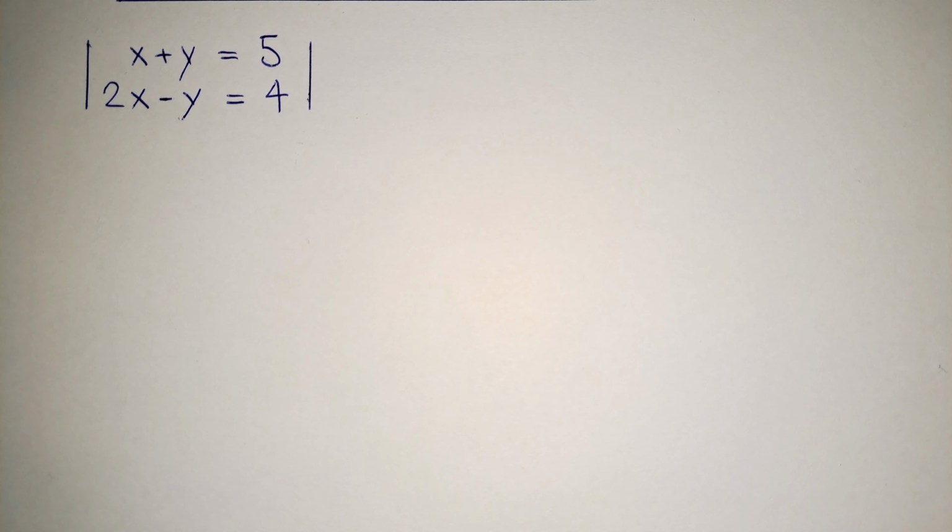To break down each method step by step, we're looking at the system written above. The first method is the substitution method. The first step in this method is to solve one of the equations for x or for y. In this case, the easiest way to do that is to solve the first equation for y. So we get y is equal to 5 minus x.